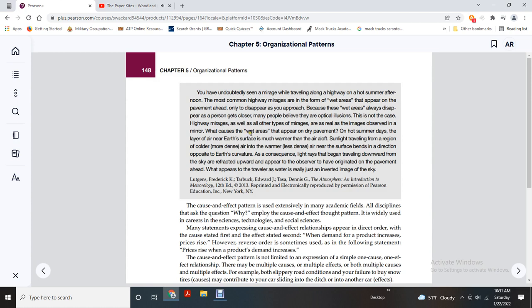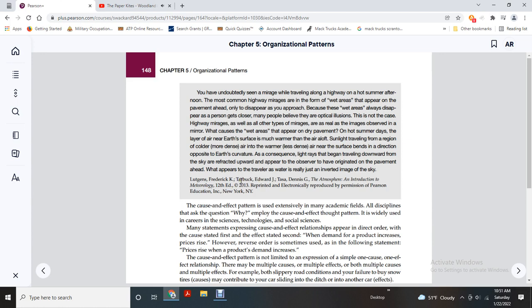What causes the wet areas is the appearance of the dry pavement on a hot summer day. The layer of air near the Earth's surface is much warmer than the air aloft. Sunlight traveling from the region of colder, more dense air into the warmer, less dense air near the surface bends in the direction opposite of the Earth's curvature. The light rays traveling downward from the sky are refracted upward and appear to the observer to originate on the pavement. What appears to the traveler as water is really just an inverted image of the sky.